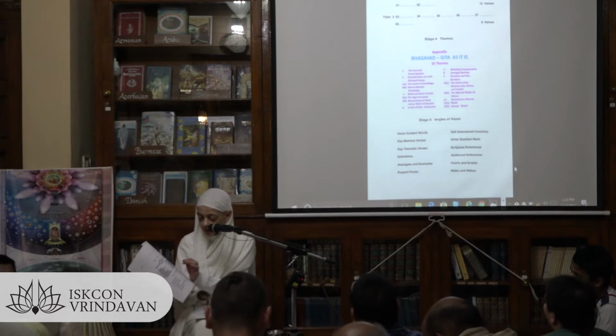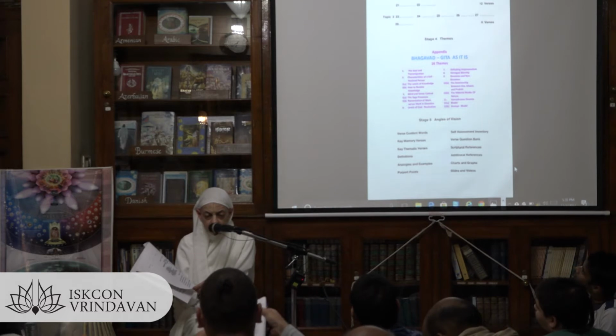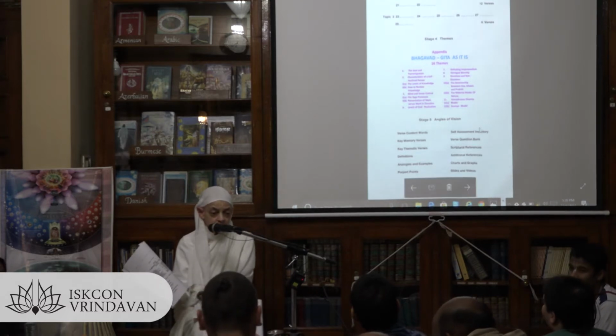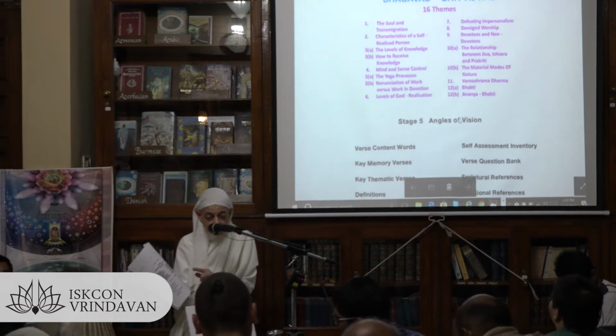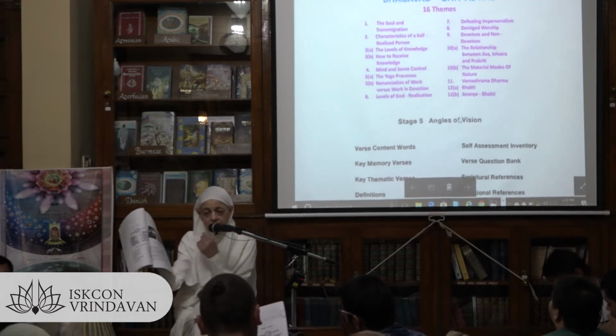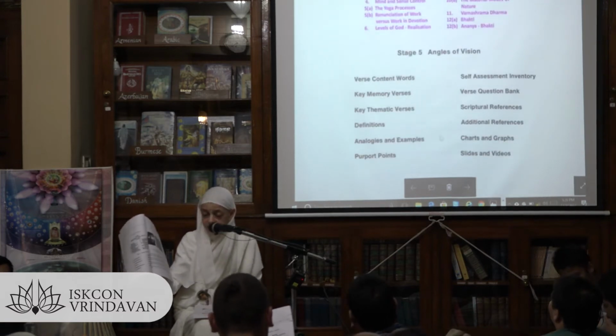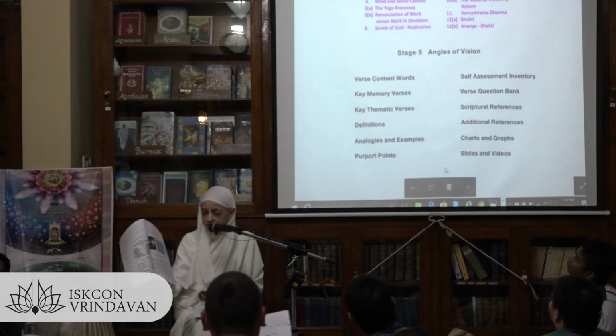And we want to circle, obviously, the 3 modes. That's 10b. Because this is all about the modes, this particular chapter. There are others that are important as well, but in this chapter it's focusing on the modes. And then at the bottom we have angles of vision. Prabhupada stressed, he said, study my books as law books and study them from many angles of vision.